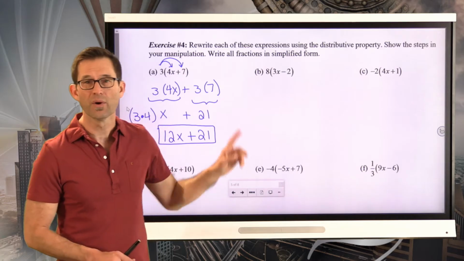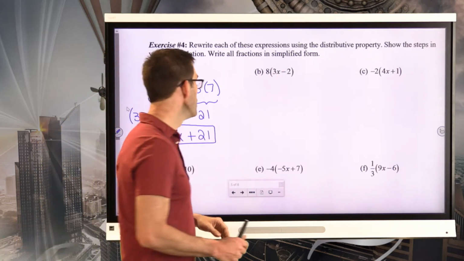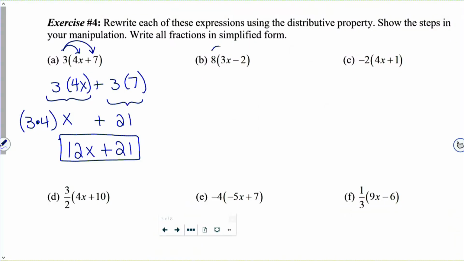All right, well, let's do it. We're going to distribute that 8 through the subtraction. Here we go. So we've got 8 times 3x minus 8 times 2. Just like in the previous one, 8 times 2, that's simple. Nothing much we have to do there. That's going to be minus 16.